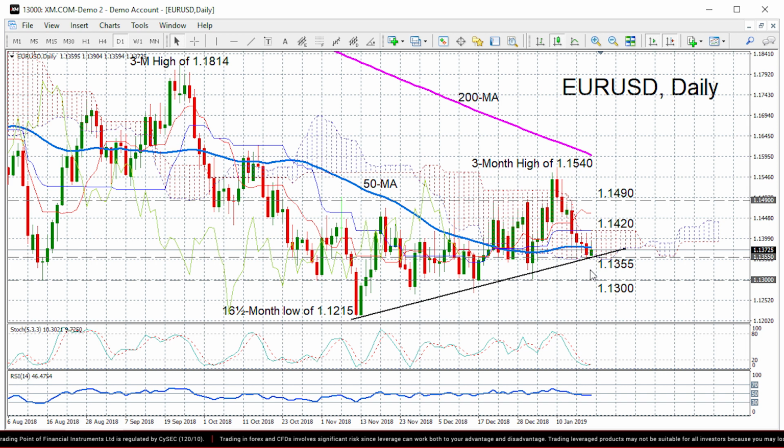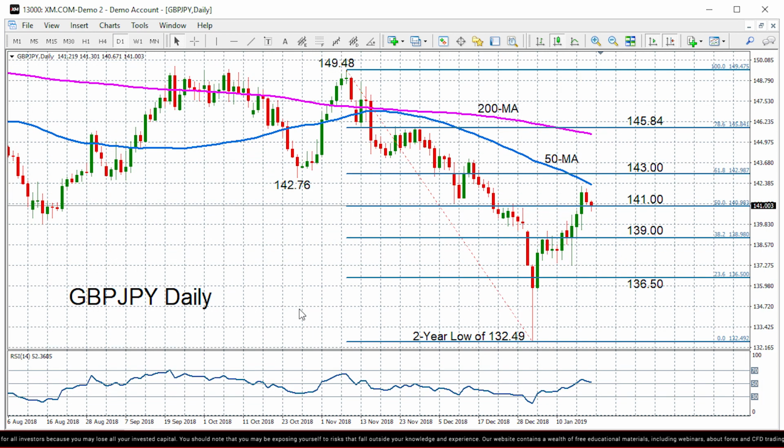To the downside, though, if prices were to breach below the ascending trend line, focus would turn back to the 1.13 handle, and then below that, the pair would be at risk of heading back towards that 16.5 months low 1.1215 from November. Finally, looking at pound yen, the pair has lost some positive momentum over the past couple of days.